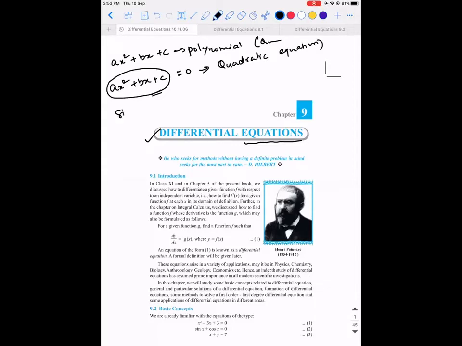Okay. Similarly, if I give you sin x, it's a trigonometric function. If I give you sin x is equal to 0, it becomes a trigonometric equation. In a similar way, what do we mean by a differential equation?